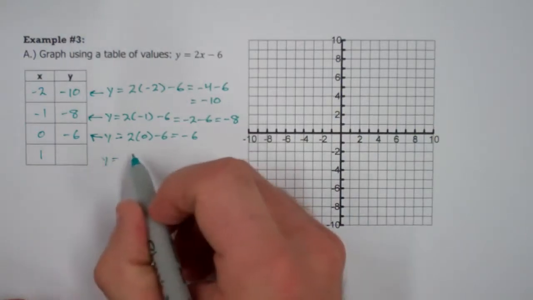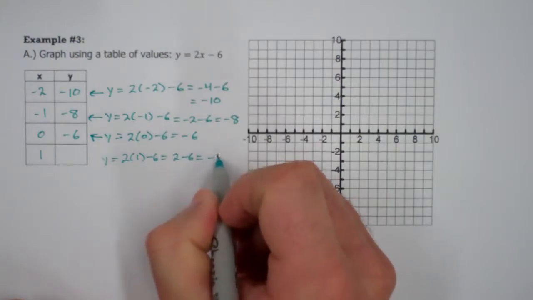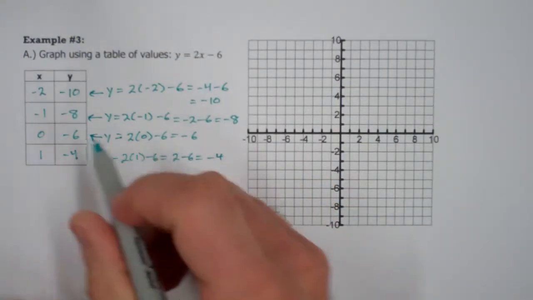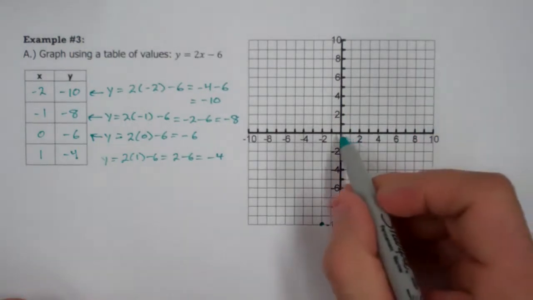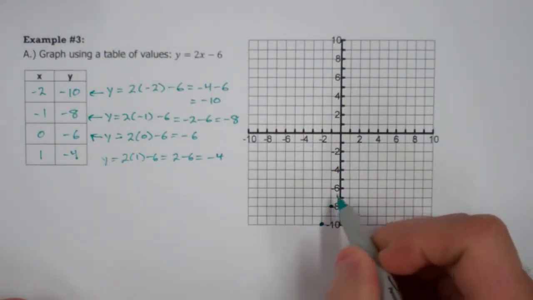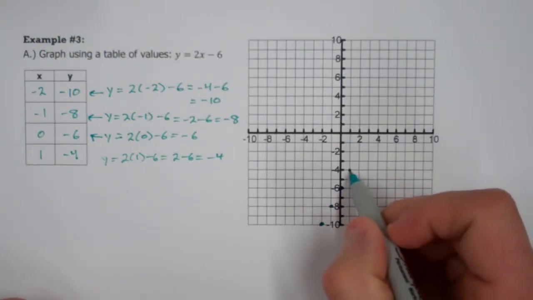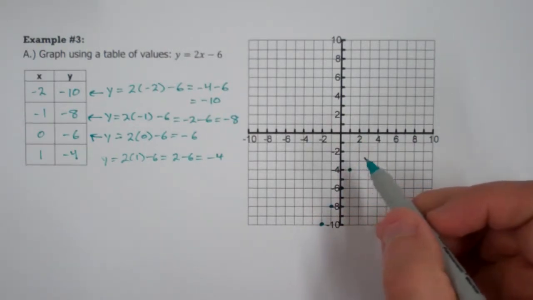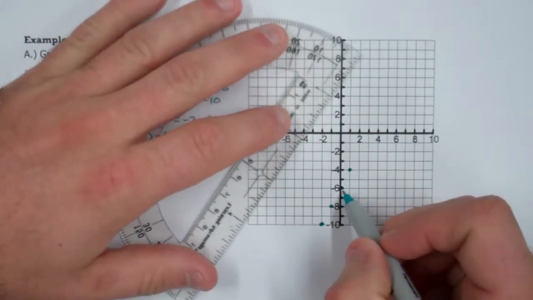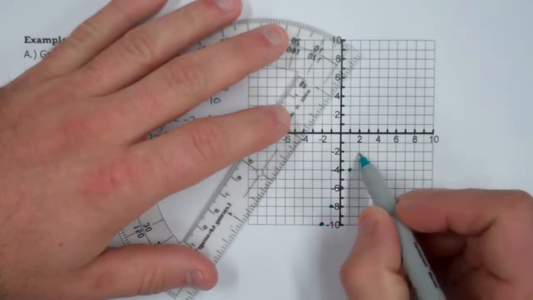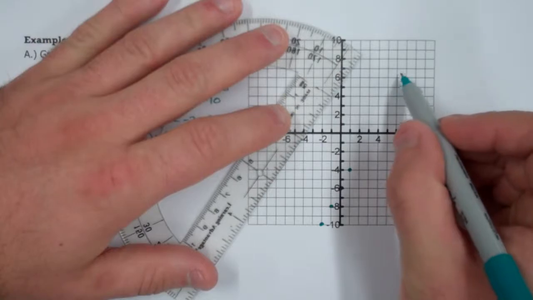The next one will be 1, so it'll be 2 times 1 minus 6, that's 2 minus 6, which is -4. We can plot our points now. -2, -10 is down here. -1, -8 is here. 0, -6. And 1, -4. And if you wanted to, you could plot some more points, and that would increase the accuracy of your line. You can see here that we're just going up 2, right 1 every time. So you could plot some more points if you really wanted to.